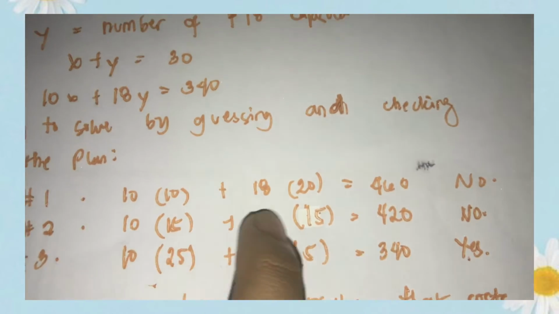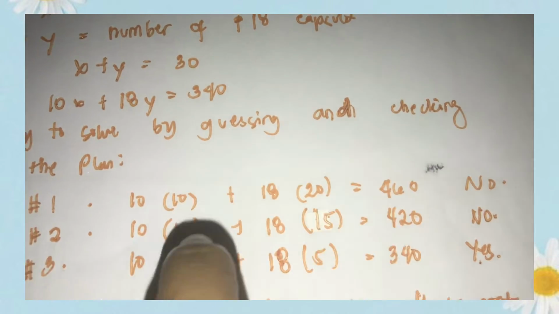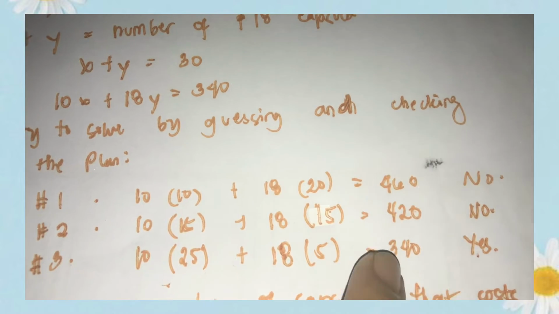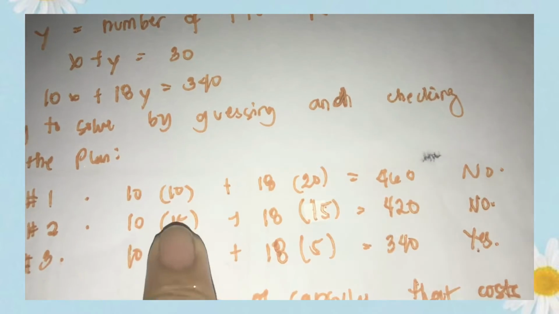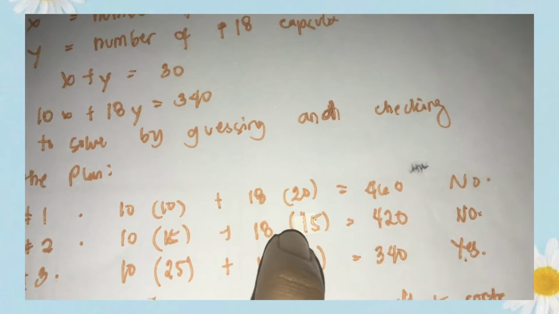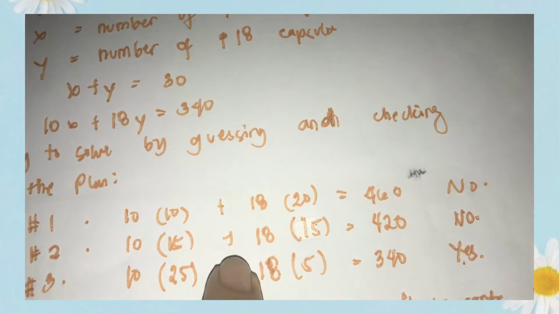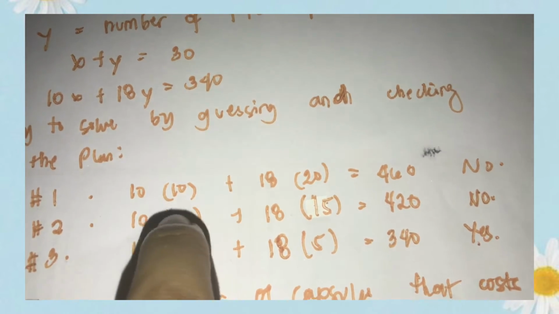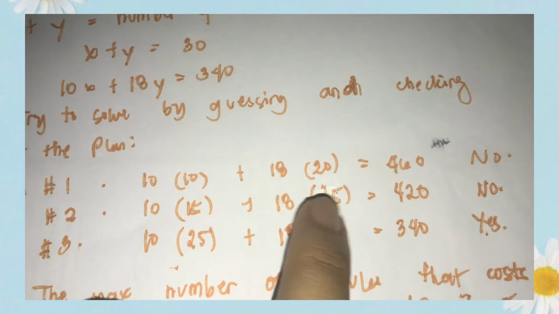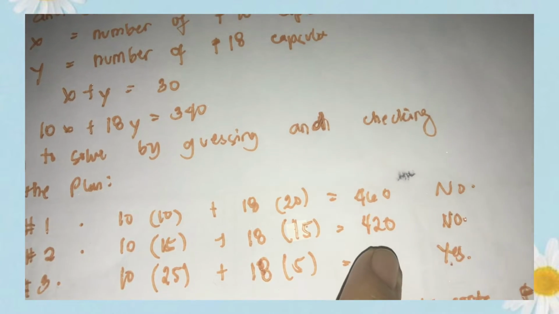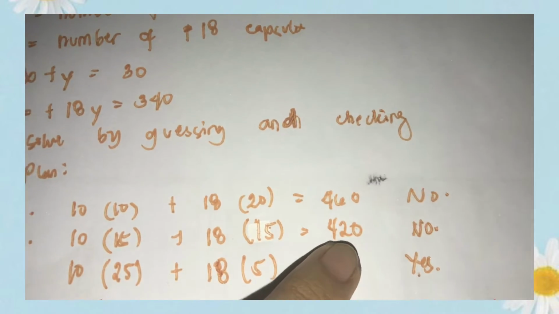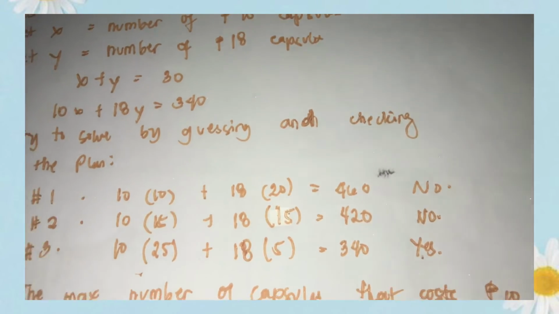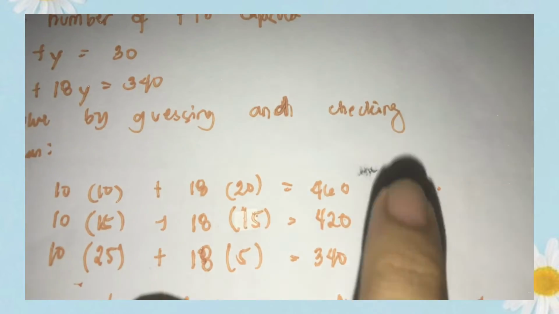For the second one, I use 15 and 15. If you add 15 and 15, it's still 30, the same as with the first one. But let us see if it will be worth 340. 10 times 15 plus 18 times 15 equals 420. 420 is not the money that Erlinda has, so no.